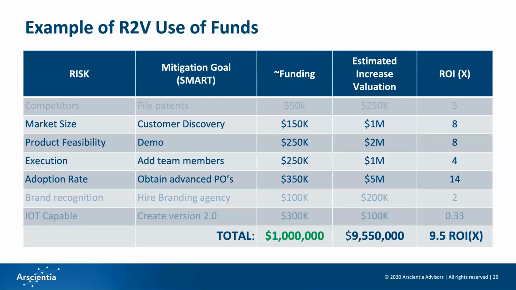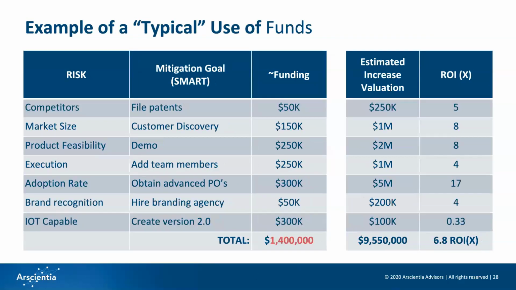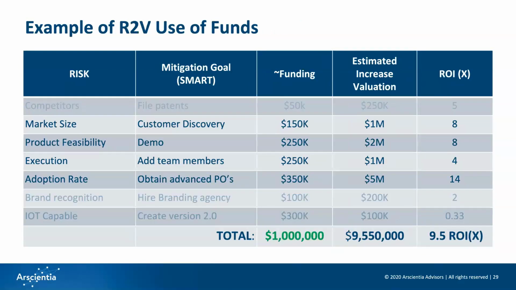So now if we down select, we spend the $1 million, just like in the previous example. The increase in value now is 10 million, but the ROI is almost 10x. So we've gone from around 6 to around 10, which is a big improvement. And now the investors are like, oh, we're in the ballpark of what I want for return on investment. Okay.